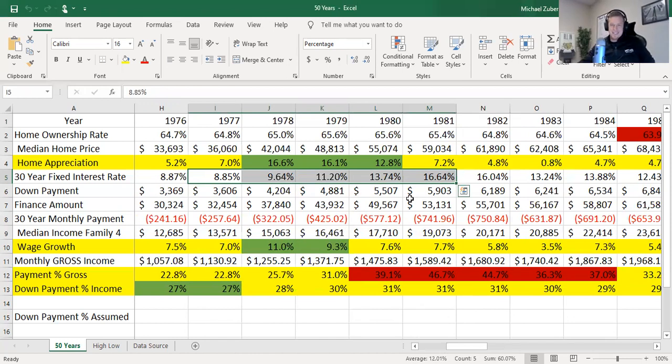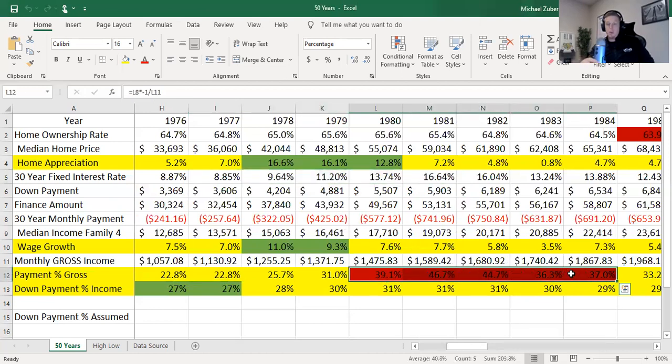So I did the math. Mortgage rates went up 88%. Almost 800 basis points from 77 to 81. Crazy, right? And that's where you start getting no answers from banks because you just can't afford it. Like, we looked at 39.1 and we were on the fence. You've got to be perfect in all other ways to get that to go. 46, 44 in 81, no chance. 82, no chance.